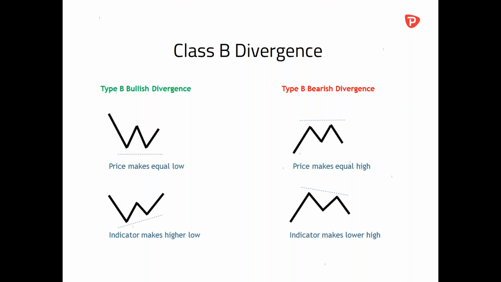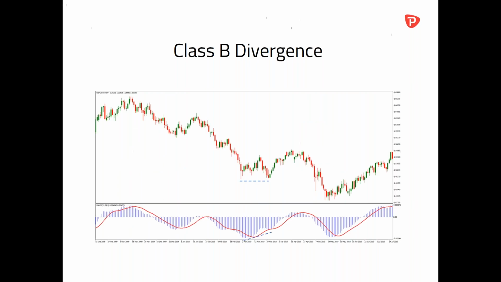So in class A, the price has made a lower low. In this one, it's made an equal low. But in a sense, that doesn't make class B any less powerful than a class A divergence, because quite often we're seeing a pattern form here. So we've got the benefit of actually having a pattern that's solidifying the divergence that we're seeing, okay? And the same goes for a double top, of course.